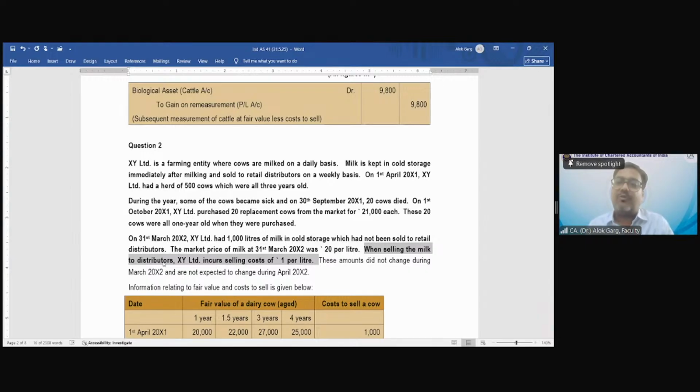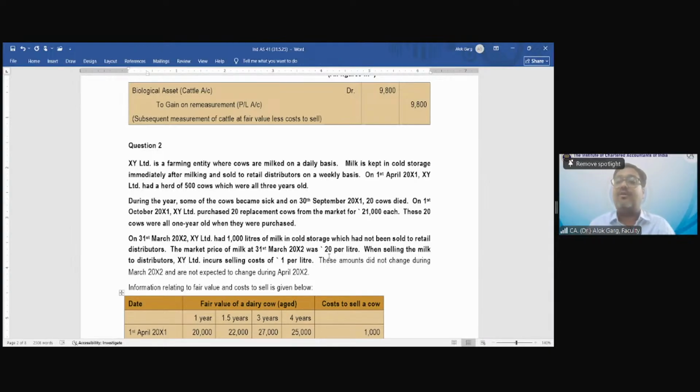What is the relevance of this 20 rupees and 1 rupee? Fair value minus cost to sell, 19. And this will become inventory. When this becomes inventory, it is measured at cost or NRV, whichever is lower. So what is my NRV here? 20 rupees is the market price minus estimated cost of sale, which is 1 rupee. 19 rupees per liter is the value of the inventory. Okay. These amounts did not change during March 20X2 and are not expected to change during April 20X2.